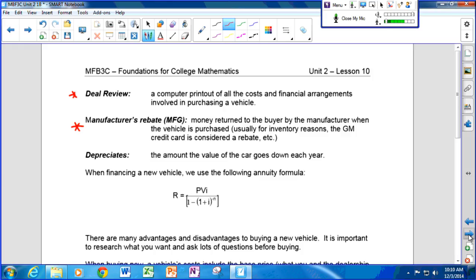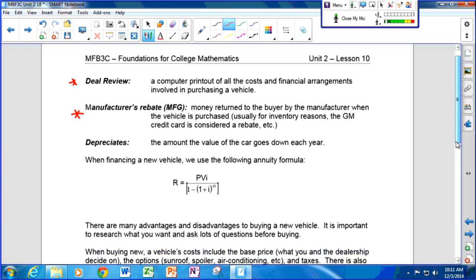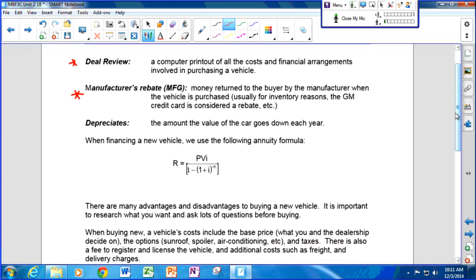Or you can get some money off, it depends on different things. If you have a certain type of credit card, there's different reasons you get money off. Maybe a repeat buyer discount. If this is your second GM truck, maybe you can get $500 off. So they'll give you some money, and very often the money is deducted right from the purchase price. The other way it can happen is that they can send you a check later on. That's the manufacturer's rebate.